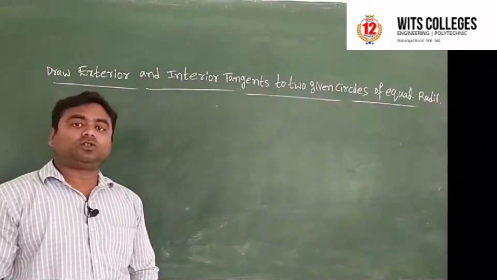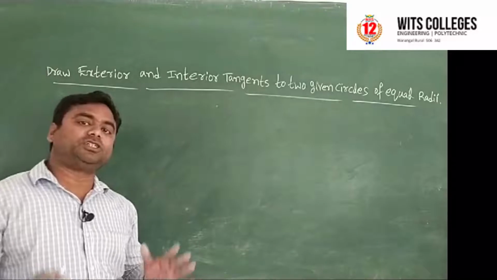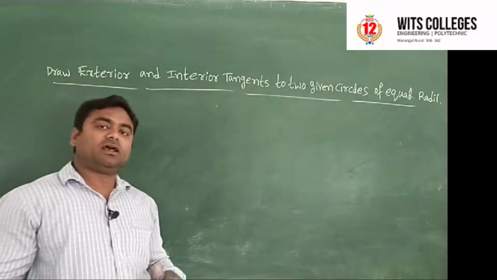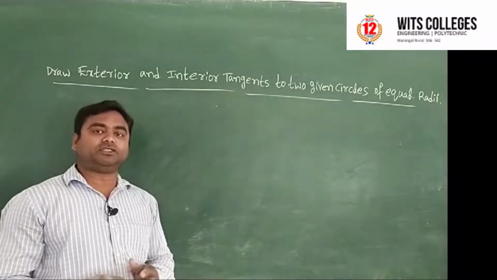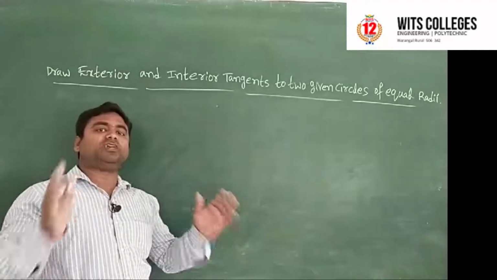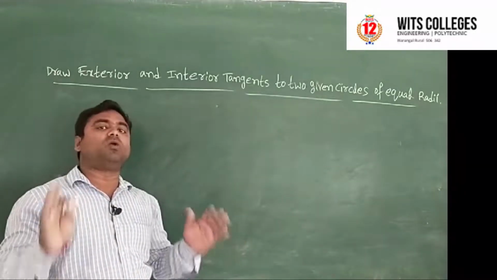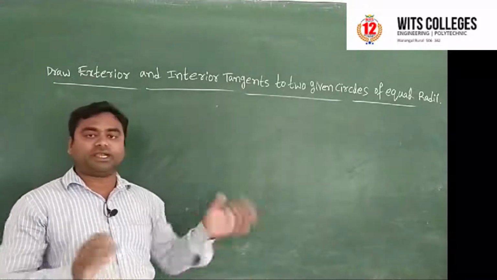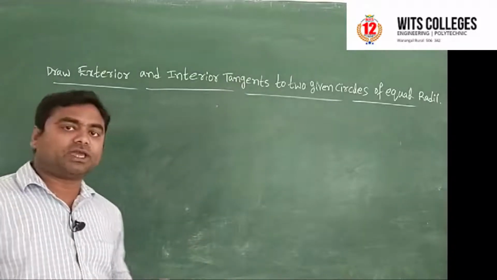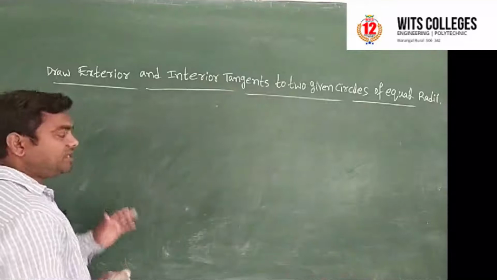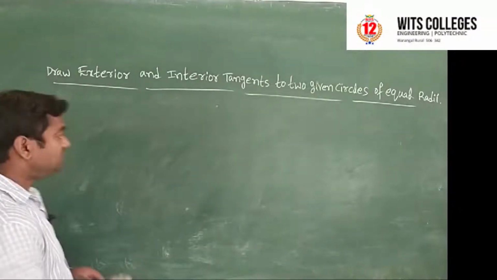See how to draw a common tangent, exterior common tangent, and in the same way interior common tangents, to two given circles of equal radius. Okay, so common tangent, exterior common tangent, how do we draw it? Let us see.